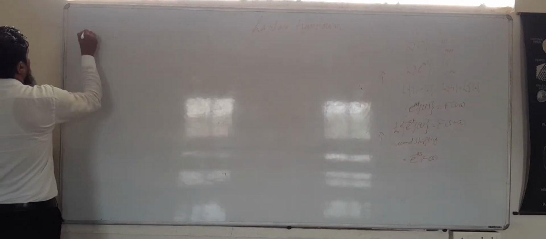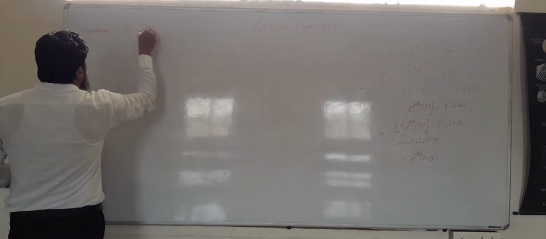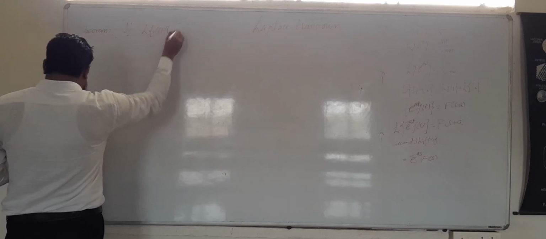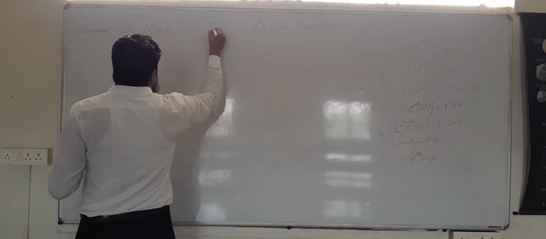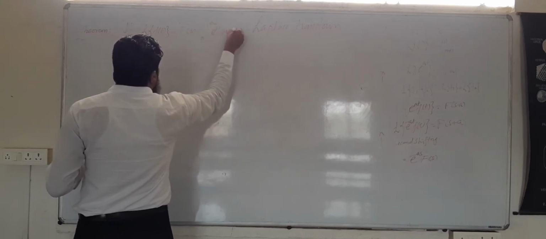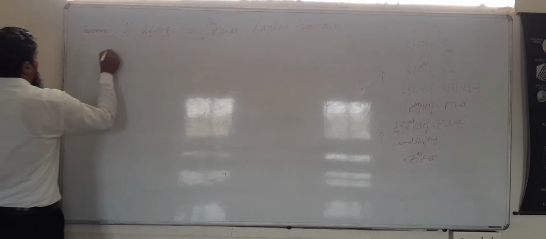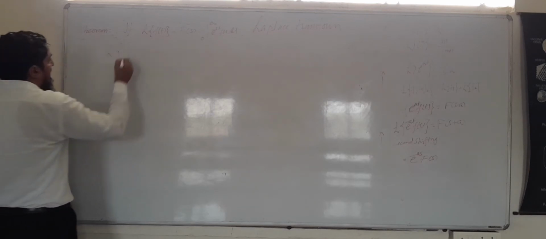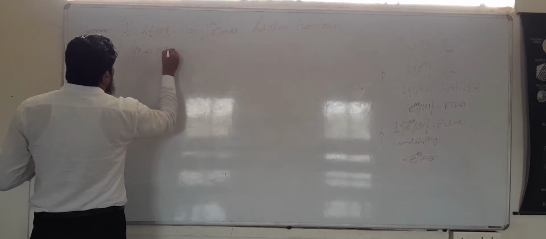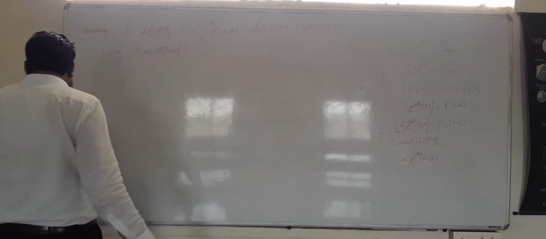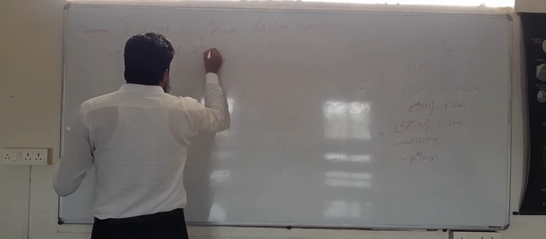The theorem is as follows. If the Laplace transform of f(t) is F(s), which equals the integration from 0 to infinity of e raised to minus st f(t) dt, correct? You have to remember the definition and formula of the Laplace transform first. Then the Laplace transform of f(t minus a) h(t minus a) is equal to e raised to minus as F(s).